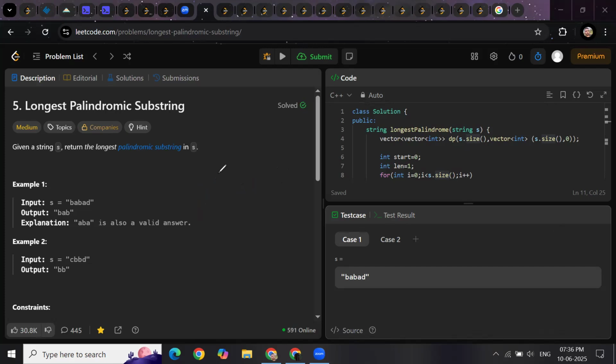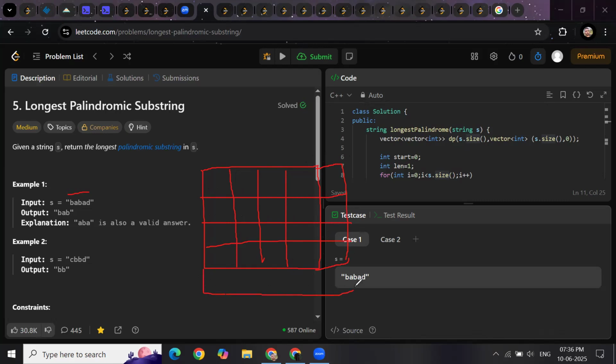So in the optimized approach, what we will do, we will use a matrix. What will be the length and breadth of the matrix? That will be the length of the string only. Let's take the example of this only. This is of length 5. So the length of this matrix will be 5 and the breadth will also be 5. So let's draw it: 4 and another one 5.